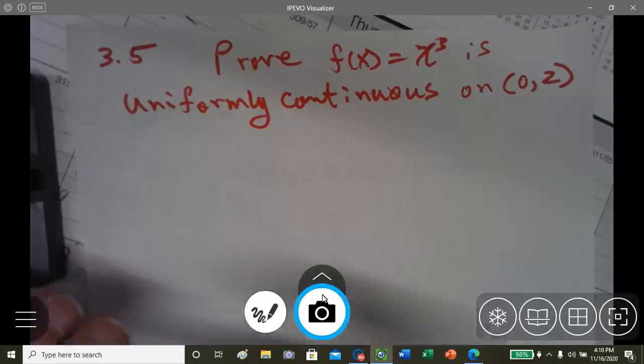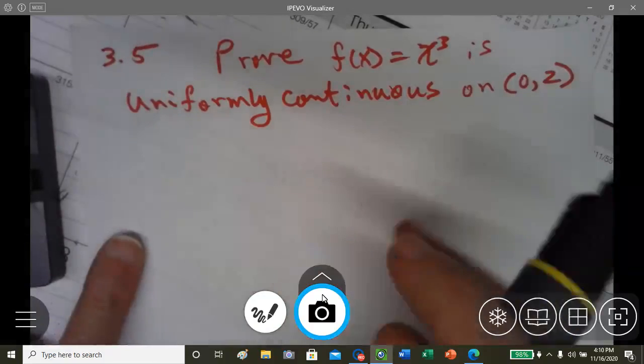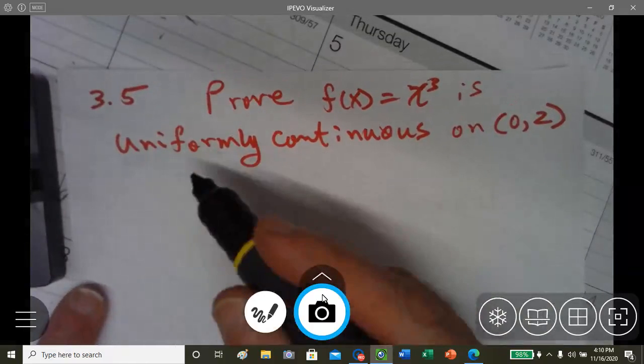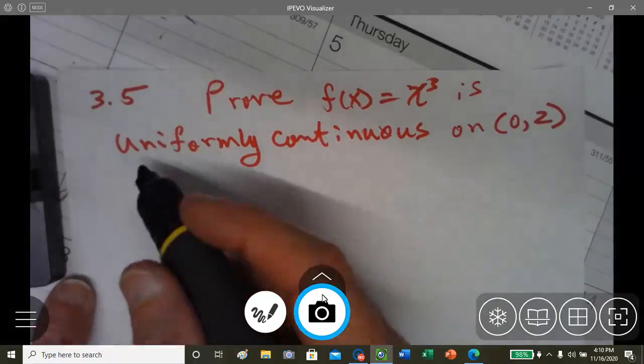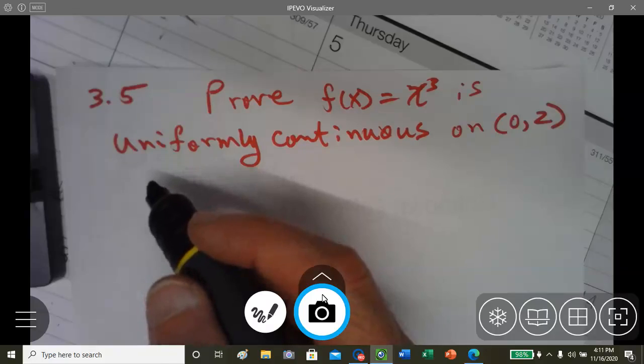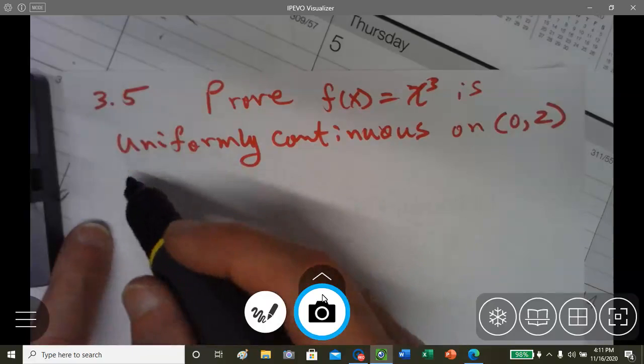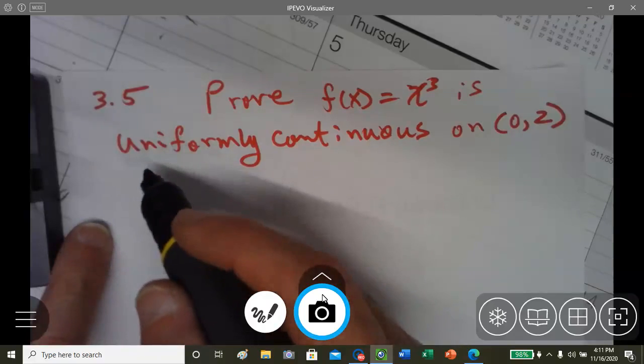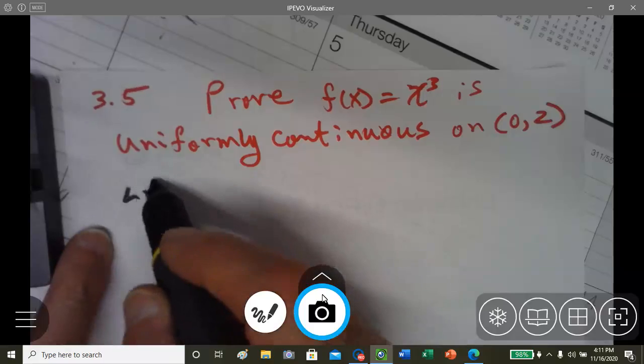So here I'm going to do the scratch work, and then I'm going to have you as students write the formal proof. If you're trying to remember, go back over the previous videos 3 and 4 to see how to do that.